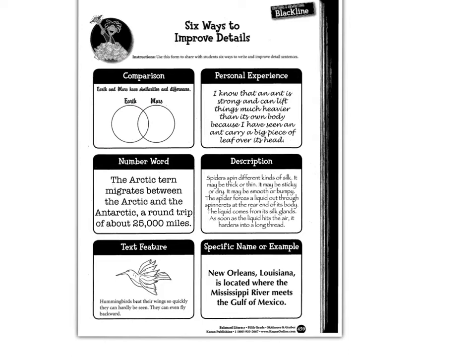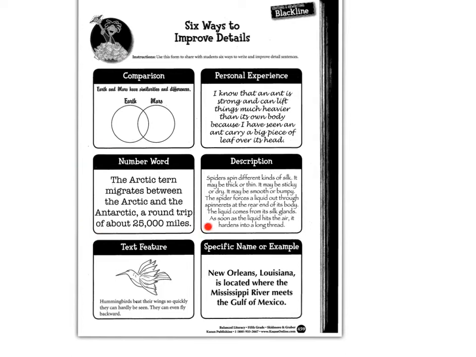As you can see here, this person is writing about ants. And they said that they know an ant is strong and can lift things much heavier than its own body because they have seen an ant carry a big piece of leaf over its head. That's a great personal experience showing the strength of an ant.